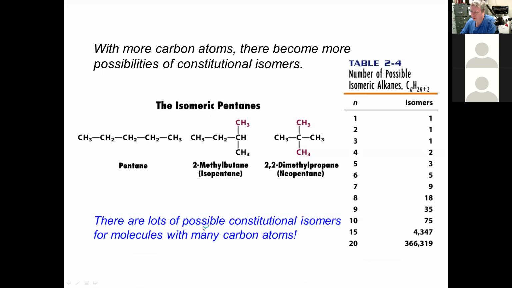Okay, so as you add more carbons, n equals 1, 2, 3, 4, 5, 6, 7, up to 20, you can see the number of isomers grows really rapidly. So like a 20 carbon molecule has 366 thousand isomeric alkanes. As you can imagine, the molecules get more complicated. The more atoms, of course, the more combinations of bonding, right?